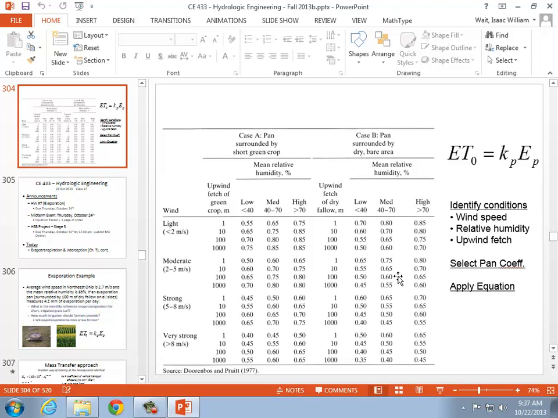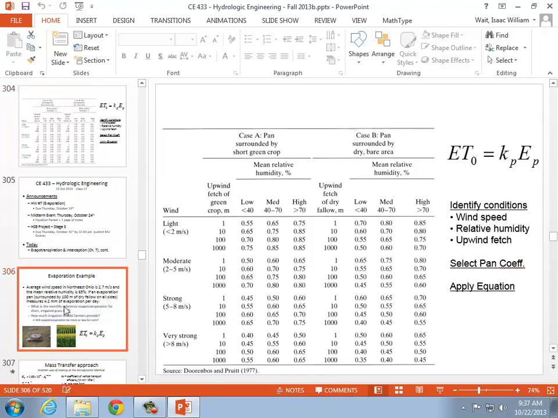Dry fallow being that the crop isn't actually being grown at the moment. A green crop is one thing. It's when the crop is actively growing. Dry fallow is maybe what you'd see in the late fall when the corn has stopped growing and it's sort of yellow and brown and all dried up. The relative humidity put us in the medium range. All right, and so the K sub P of 0.60.